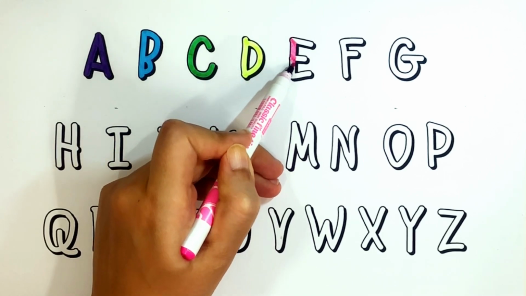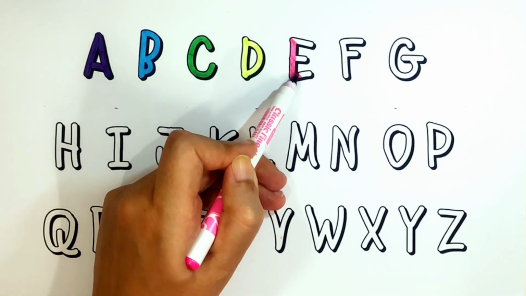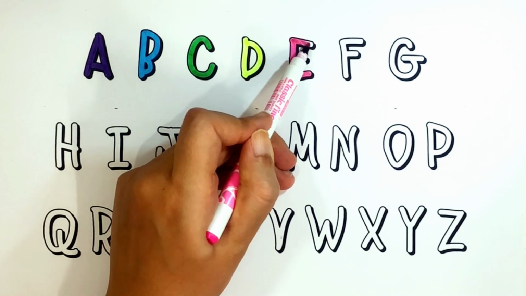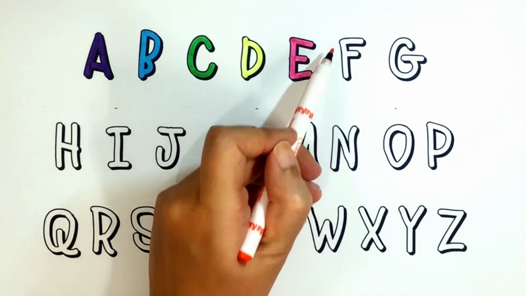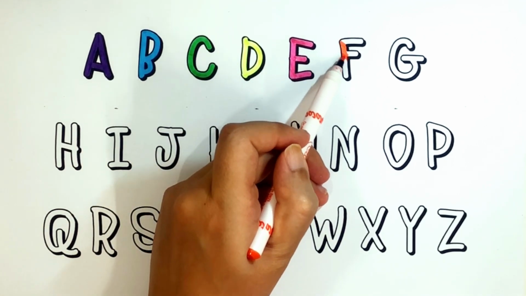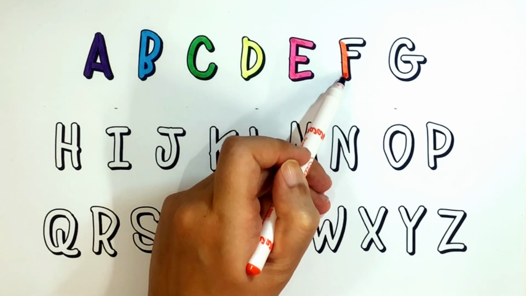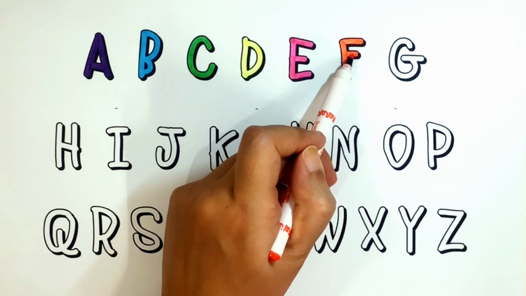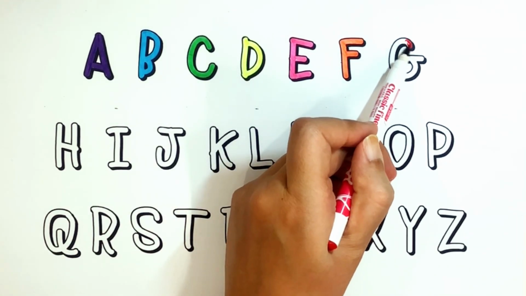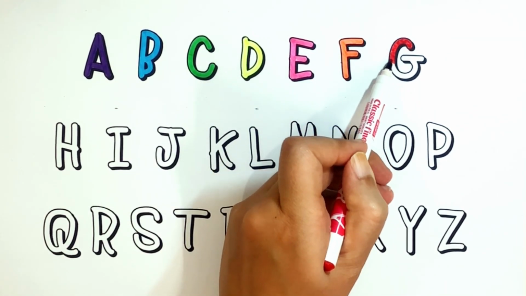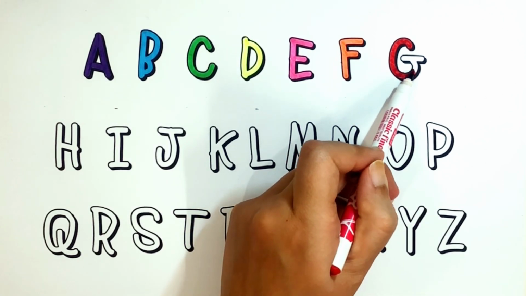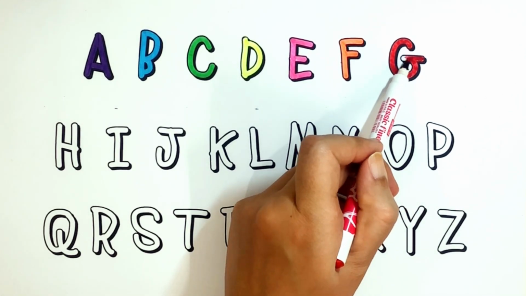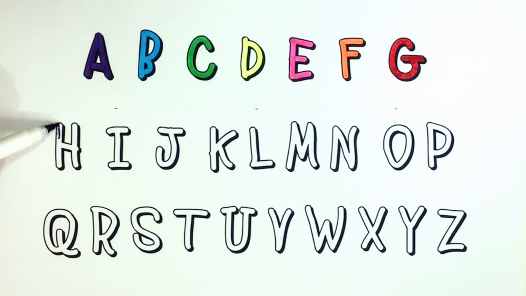E. E is for eggplant. F. F is for fig. G. G is for grapes. H. H is for honeydew.